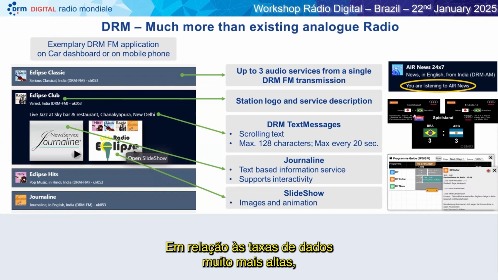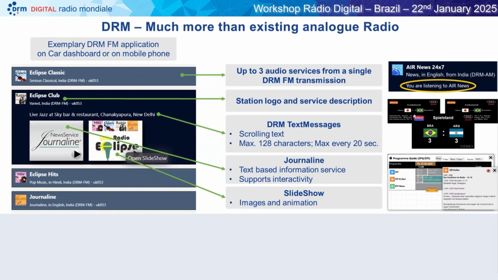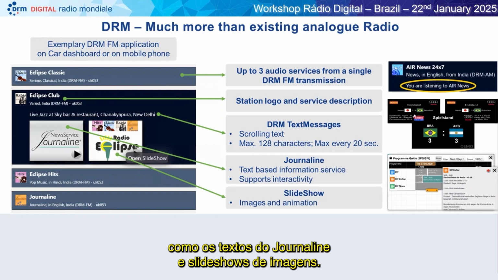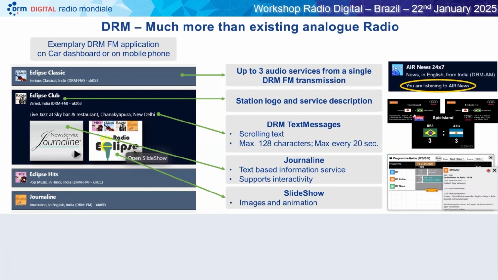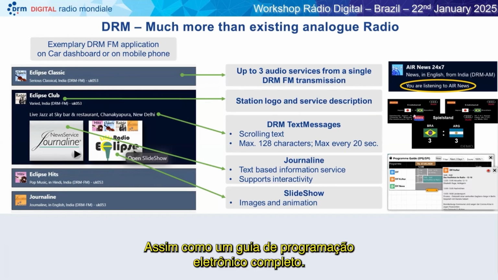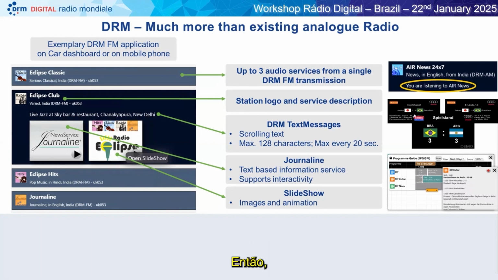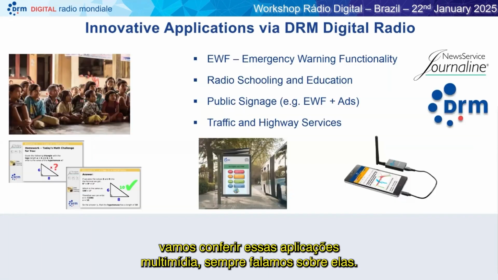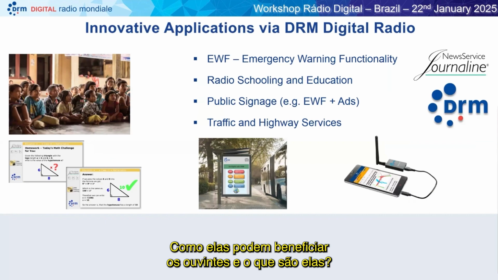And then, thanks to the much higher data rates, you really have real multimedia applications like Journaline, hyperlinked text sites. You have picture slideshows, and you've got a full-blown electronic program guide. So let's have a look at those multimedia applications. We always spoke about them. So how can they benefit the listeners, and what are these applications?